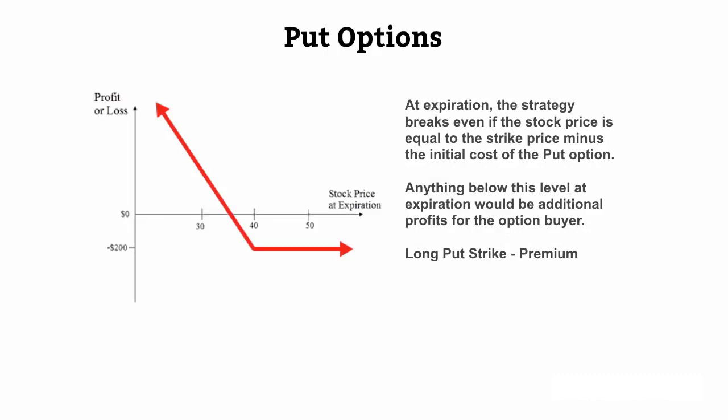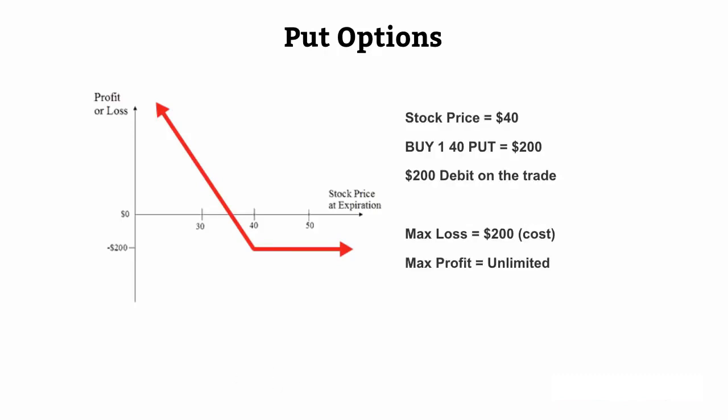At expiration, the strategy breaks even if the stock price is equal to the strike price minus the initial cost of the put option. Again, anything below this level at expiration would be additional profits for the option buyer. So break-even price here is the long put strike, in our case $40, minus the premium of $200. And basically in options pricing terms, it's $2 when you actually enter the order. And so that gives us a break-even price of about $38 on this particular security.